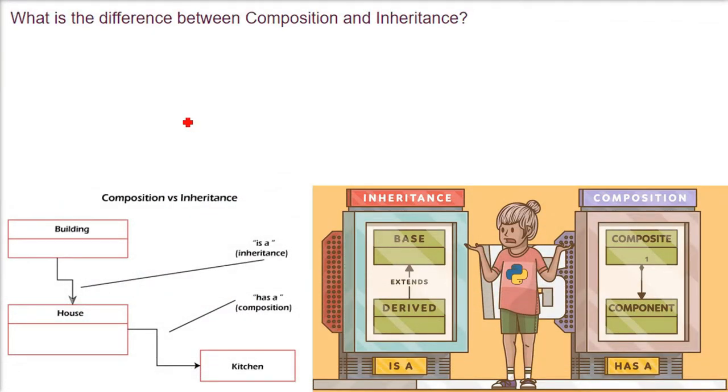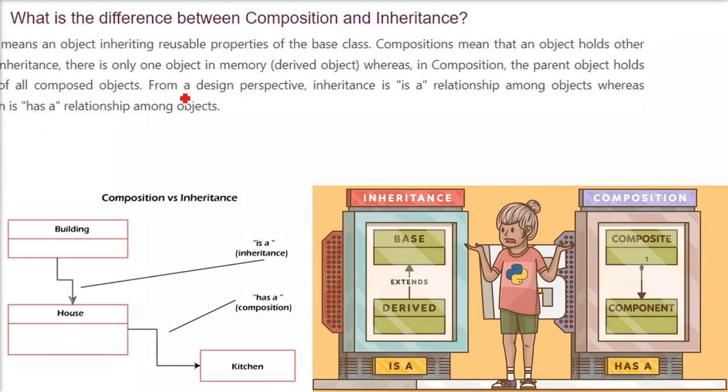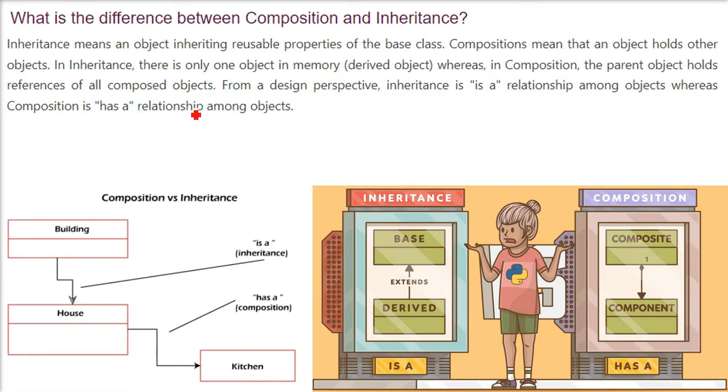What is the difference between composition and inheritance? Now, see, inheritance means what? Inheritance is all about reusability. It is an is-a relationship. That is, a house is a building. Just assume that something is a bigger set and something is a smaller set. So, if I am the son, I inherited the property or money of my father. So my father is my base class and I am the derived class.